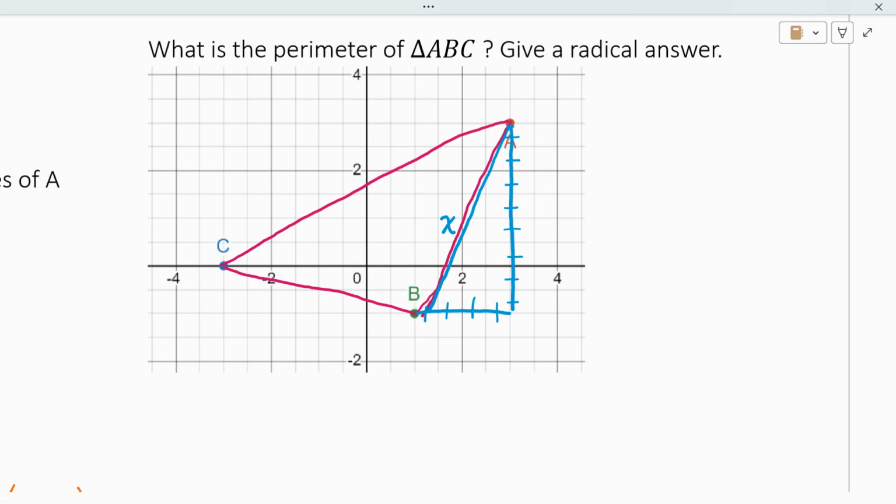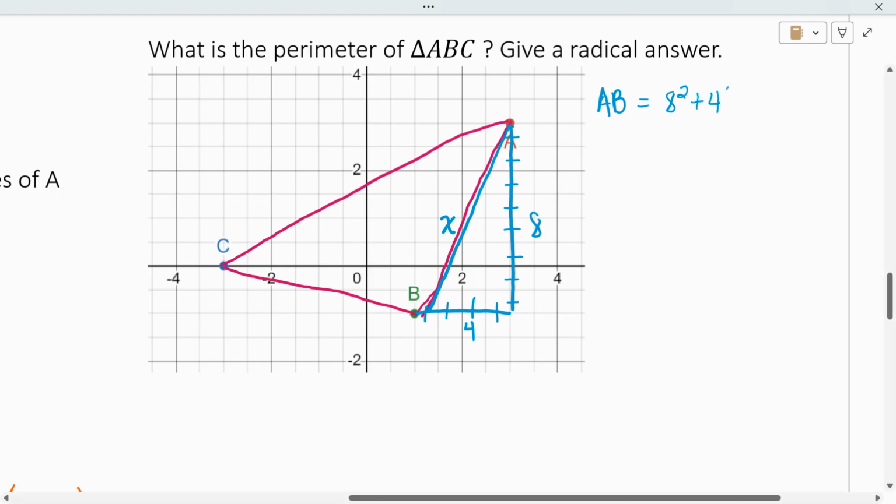What are the measures of my legs? 8 by 4. So AB equals 8 squared plus 4 squared is x squared. Maybe I shouldn't have put an equal on that. How about if I turn this into a dot dot?